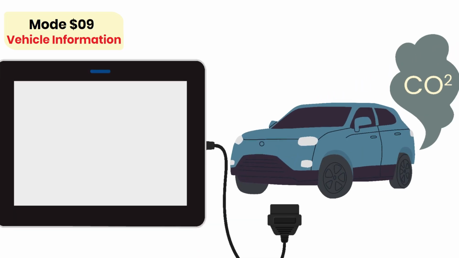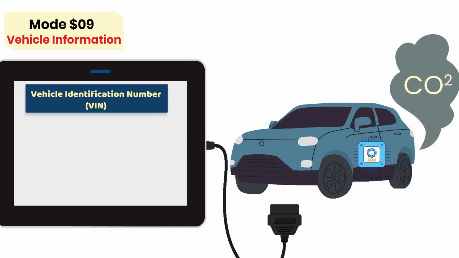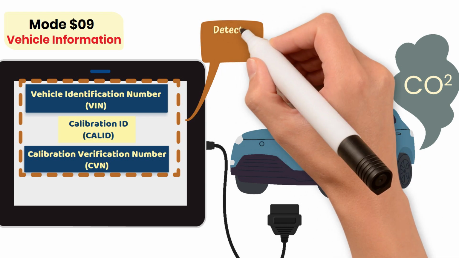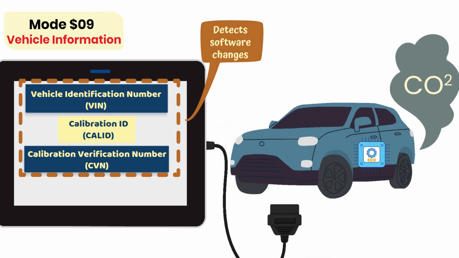And finally, Vehicle Information, Mode 9. This mode allows you to retrieve key emissions-related information from the ECU, such as the VIN, Vehicle Identification Number, Cal ID, Calibration ID, and CVN, Calibration Verification Number, a value that helps detect if the ECU software has been altered.